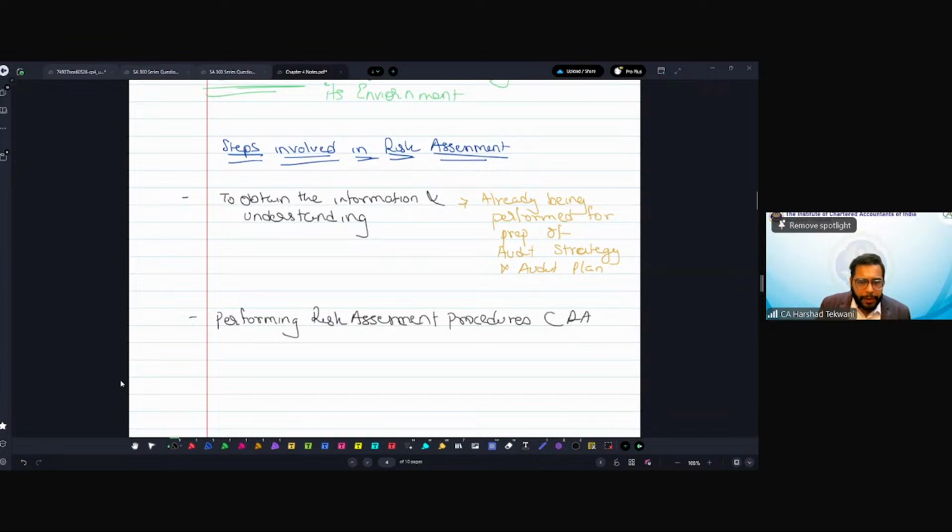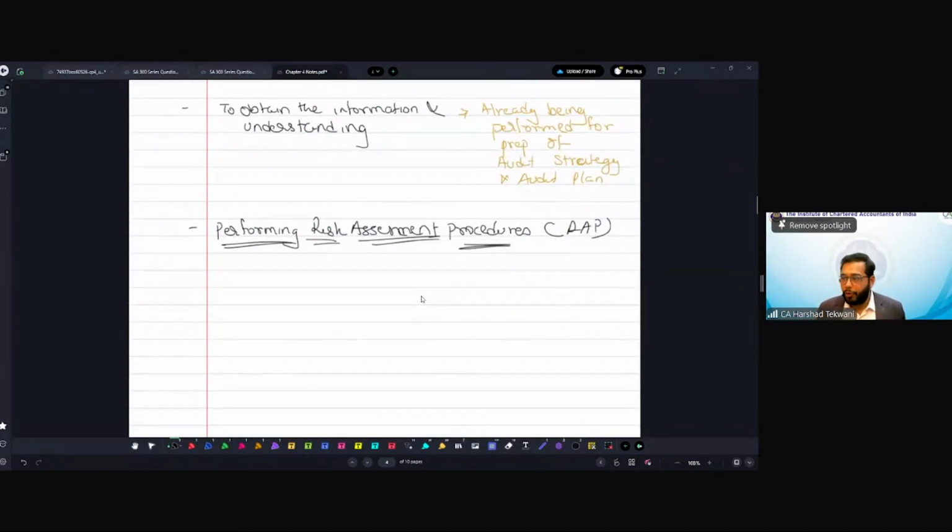I call it RAP. That is the risk assessment procedures. You perform risk assessment procedures, and on the basis of that, you understand the risk, or you assess the risk of material misstatement in the financial statement or at the assertion level. Now, the standard guides us how to perform this risk assessment procedure.